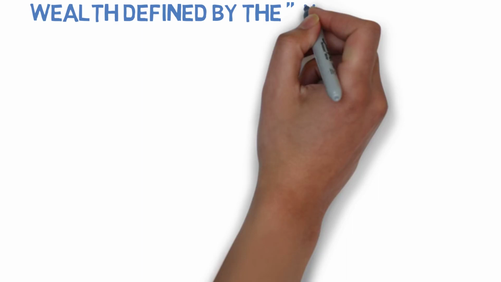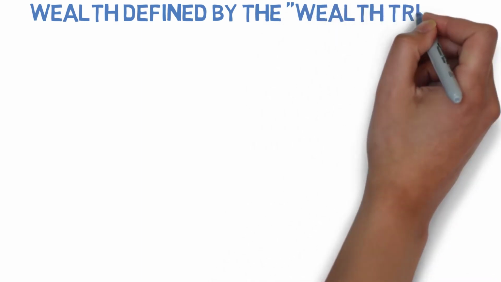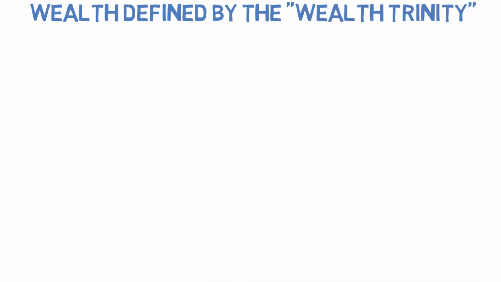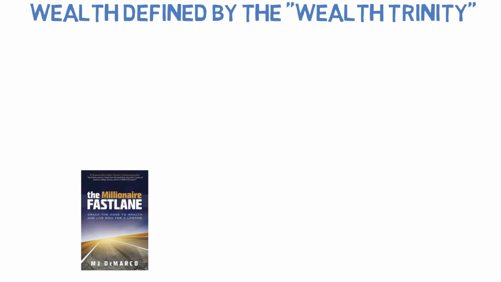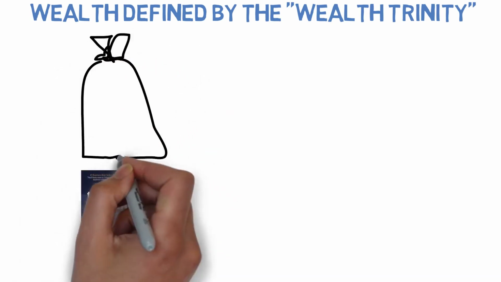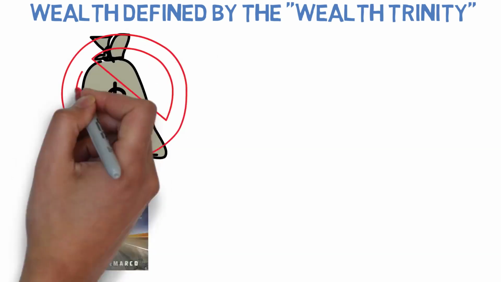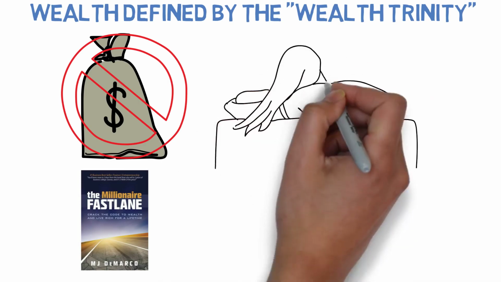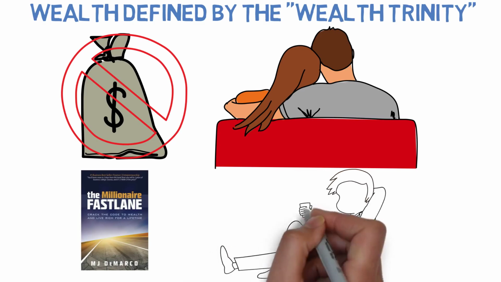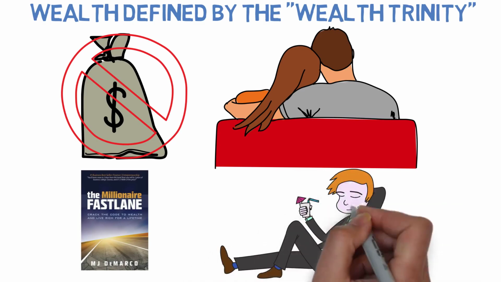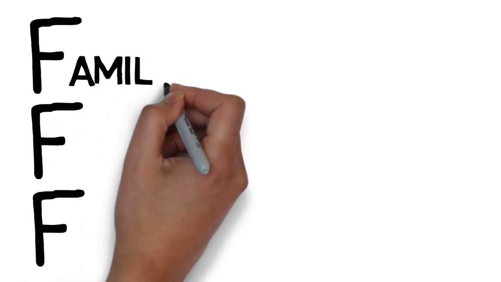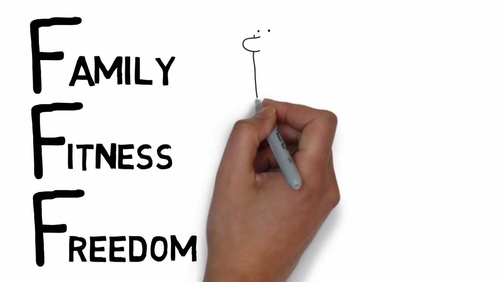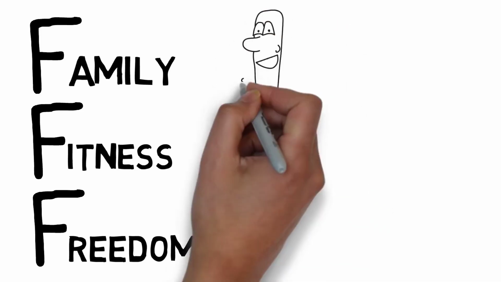The third way we often define wealth is through what MJ DeMarco calls the wealth trinity in his book, The Millionaire Fastlane. In the wealth trinity, one's wealth is measured not necessarily by how much money they have, at least not directly, but by how strong their relationships are with friends, family, and community, how healthy and vibrant they are as an individual, and how much freedom they have in their life. In the book, these are referred to as the 3 F's: family, fitness, and freedom. And I personally like this definition of wealth the most out of these 3.